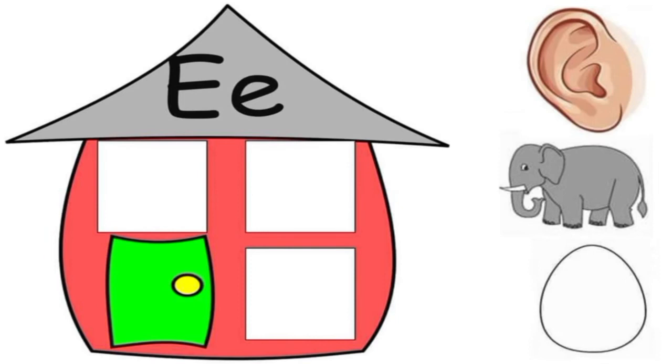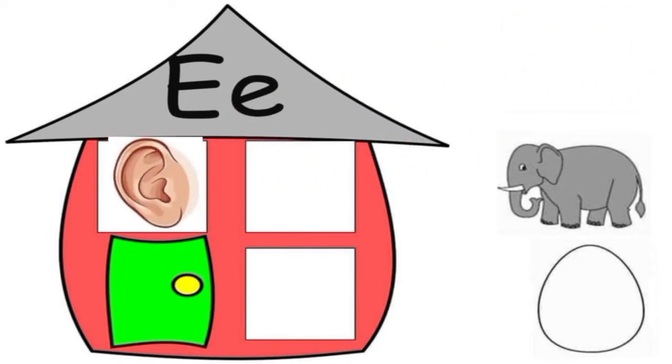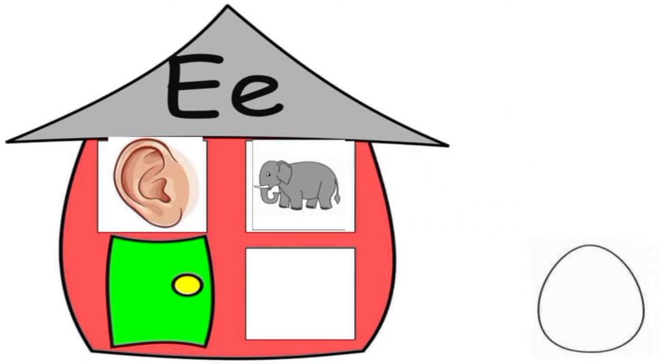E. E is for ear. E is for elephant. And E is for egg.